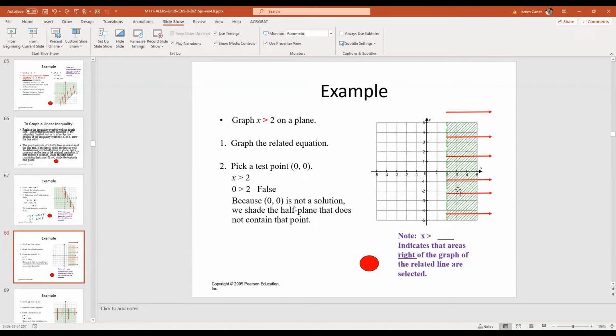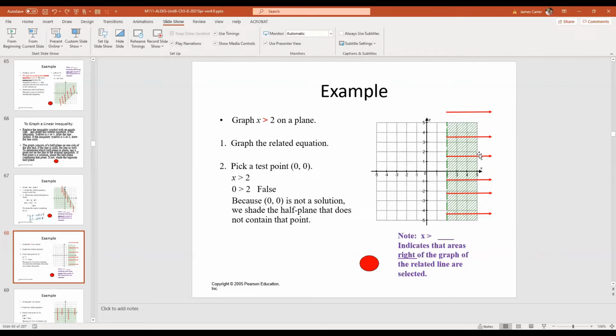No, 3, which is bigger than 2. Here's an x value of 4, bigger than 2. It is not included, so we can't include the 2. That's why we use the dashed line.